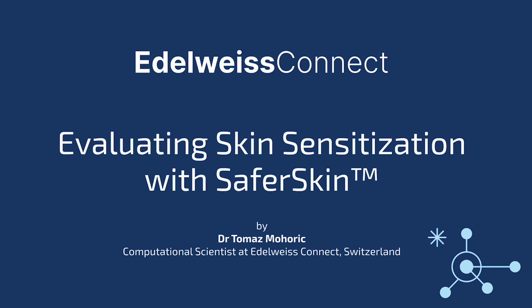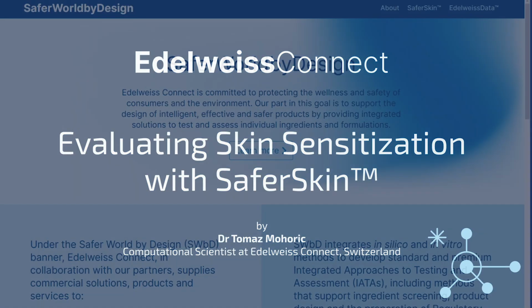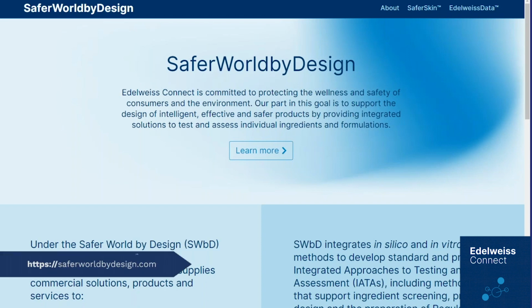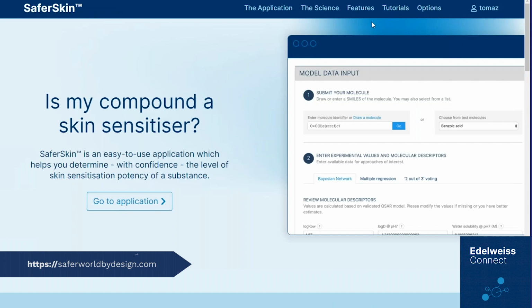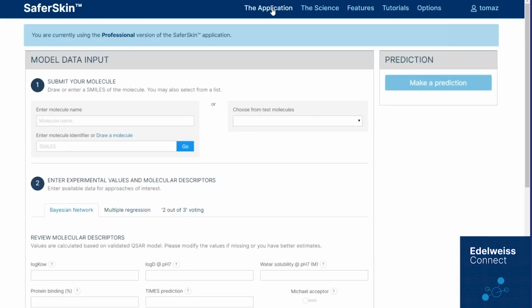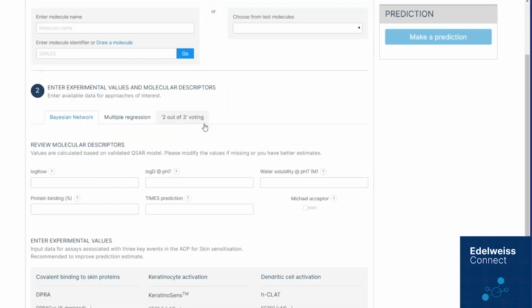So this is a demonstration of the SaferSkin application for the skin sensitization potency prediction. The application is available over the internet through the Safer World by Design platform, and it combines three predictive models, namely Bayesian network, multiple regression, and majority voting. Of these three, the most advanced is Bayesian network and also the most accurate one.